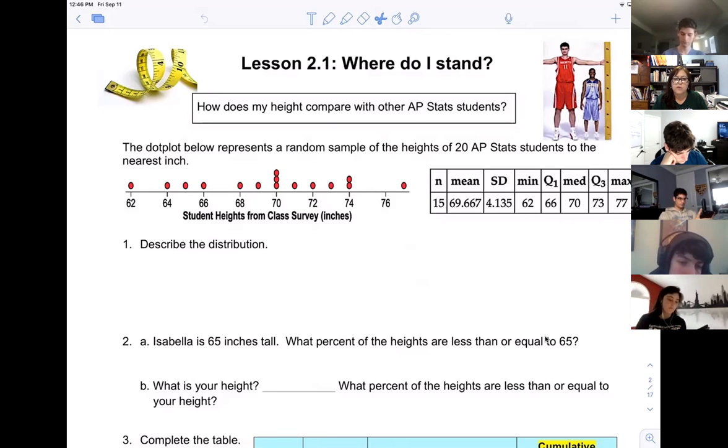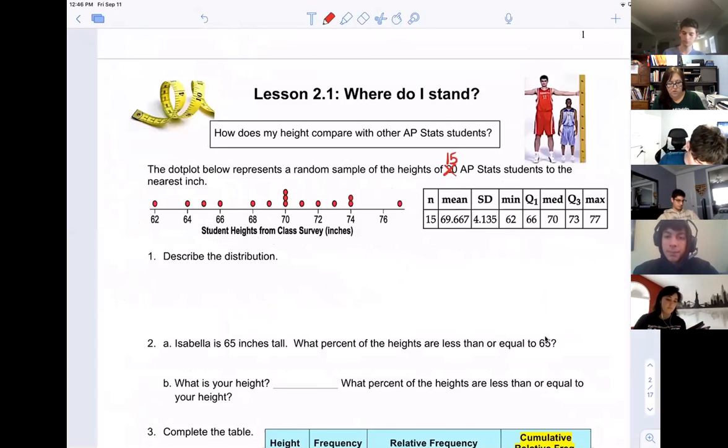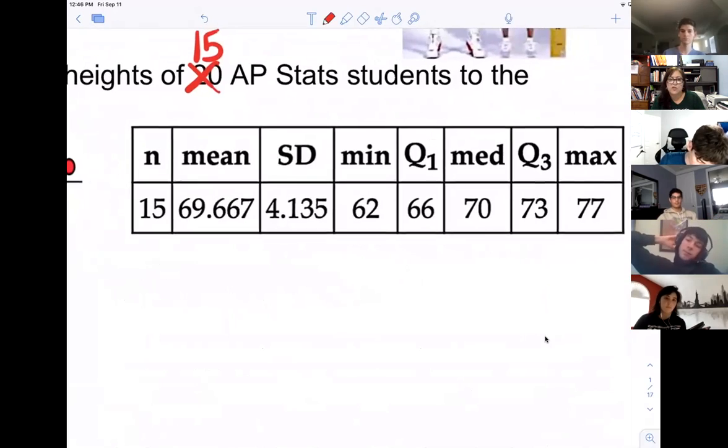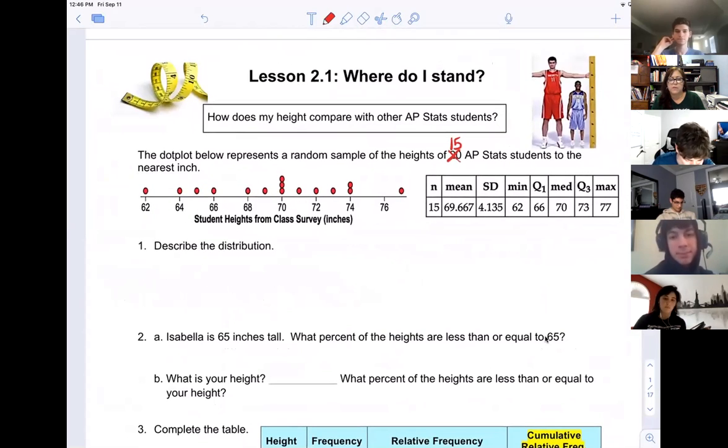So let's take a look at what we've got. We've got a dot plot. It says the dot plot below represents a random sample of the heights of 20 AP Stat students to the nearest inch. Oh, it's not 20, it's actually 15. Typo there, fix that. It's 15, that's how many dots we have. This is the dot plot that we did on Statlet last week. And these are the summary statistics that Statlet came up with. This was a combination of both the period 1 and the period 5 students, just whoever was there.